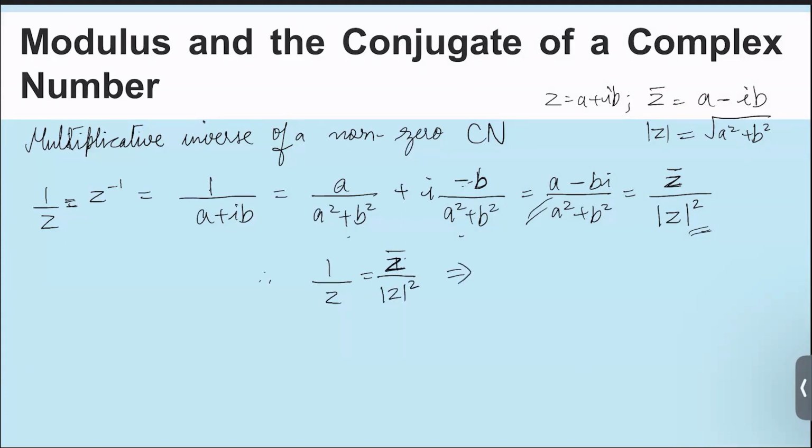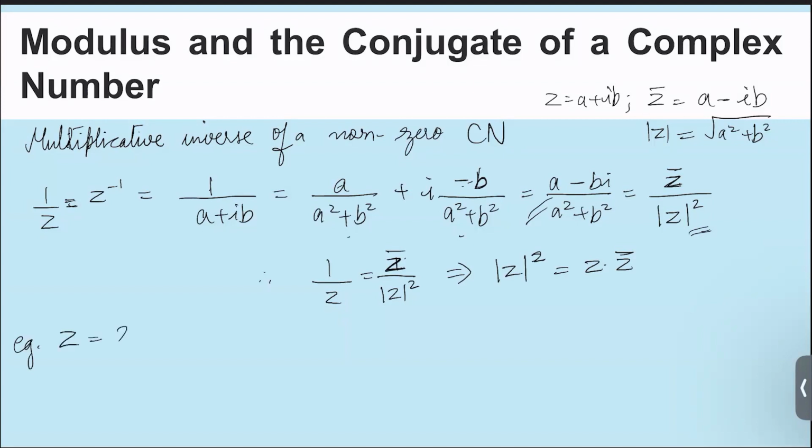Okay, so the square of the modulus of z is actually equal to z multiplied by the conjugate of z. Okay, so now let's take an example.